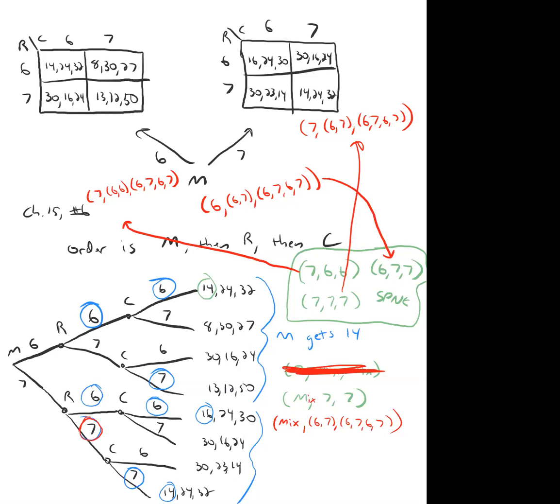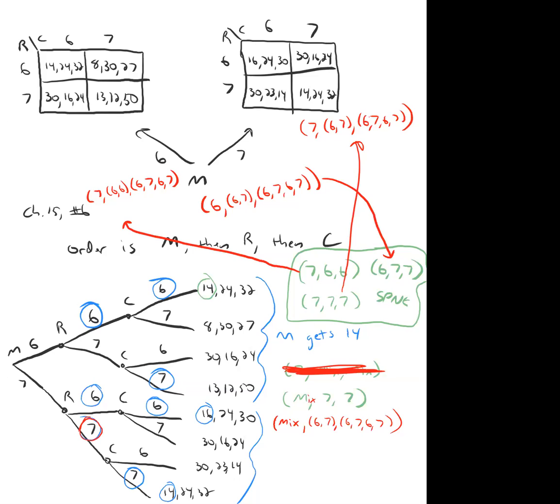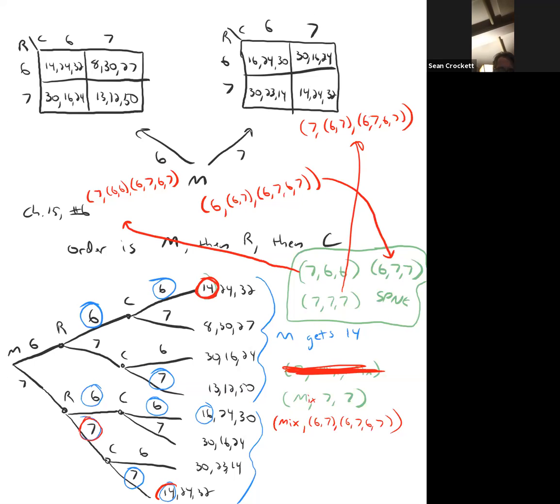How did you get to this mix? Because if player 2 is playing 6 in the top and 7 in the bottom, player 1 is getting a payoff of 14. It doesn't matter if it's top or bottom, she's getting 14. So player 1 could choose any mixture of 6 and 7, and her payoff doesn't change. Right? Yeah. So we have this payoff here, and we have this payoff here.